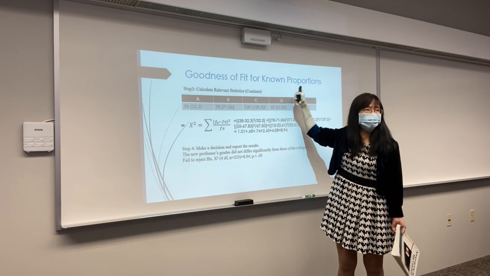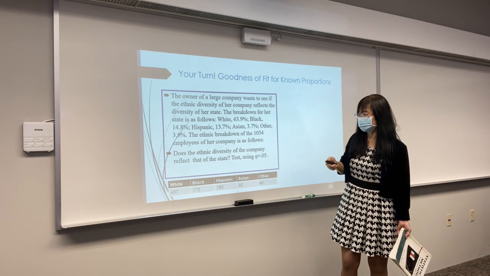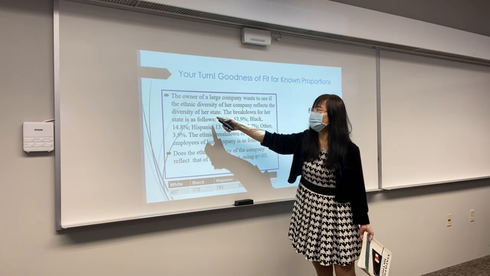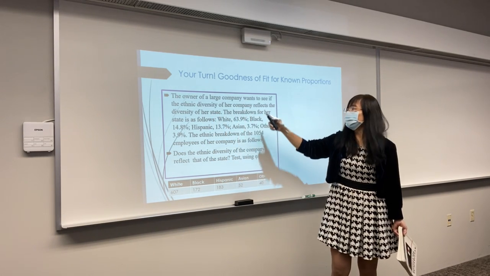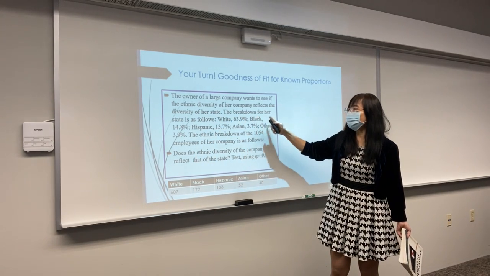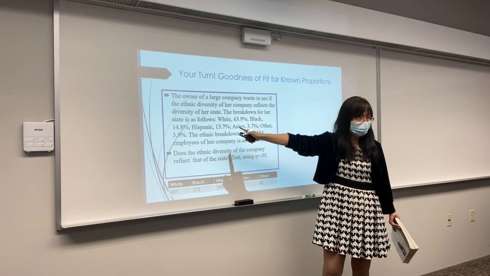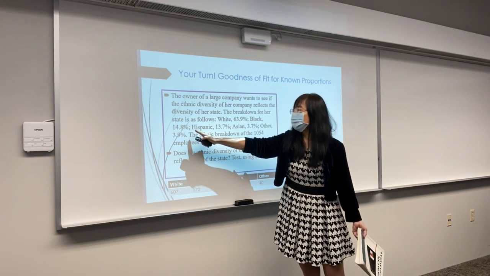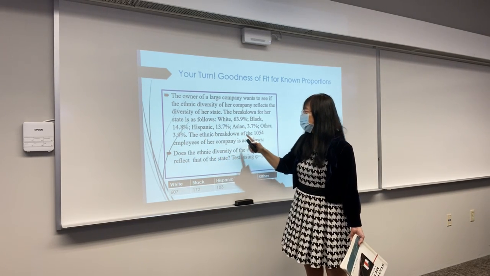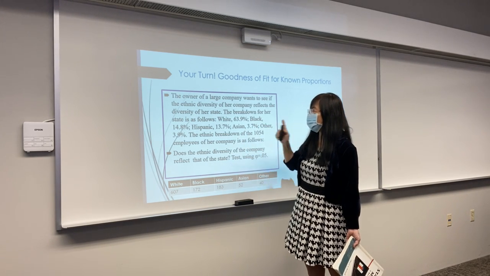If we know the proportion, okay? So this is another question from your turn, okay? They say the owner of a large company wants to see if the ethnic diversity of her company reflects the diversity of her state, okay? And the breakdown of her state is like this. You have 63.9%, that's supposed to be white. 14.8% is supposed to be black, 13.7% is supposed to be Hispanic, 3.7% is supposed to be Asian, and 3.9% is supposed to be others.